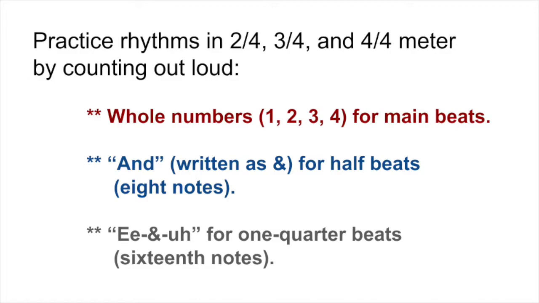In 3/4, this would be 1 and 2 and 3 and 1 and 2 and 3 and. We want to say the numbers to keep track of exactly which beat we're on in the measure. Use "e and a" to count the 16th notes in a beat. In 2/4, this would be 1 e and a, 2 e and a, 1 e and a, 2 e and a. Each of these little syllables is a 16th note long.